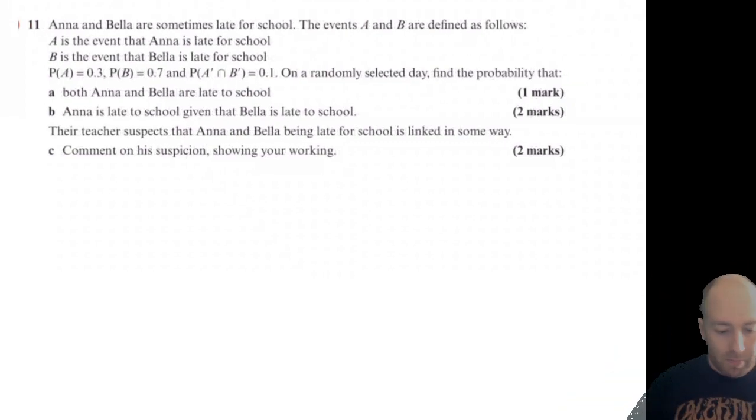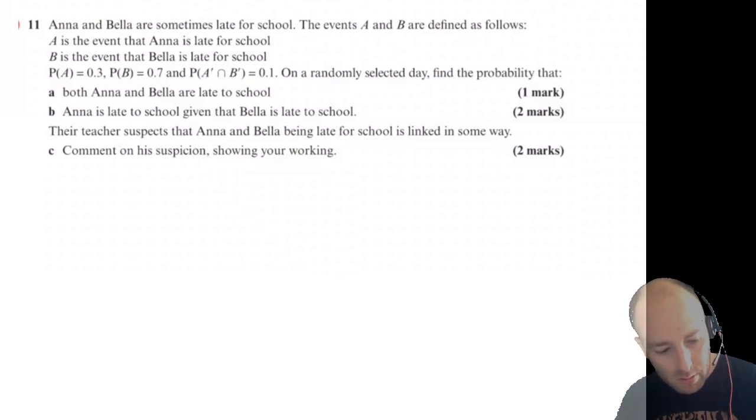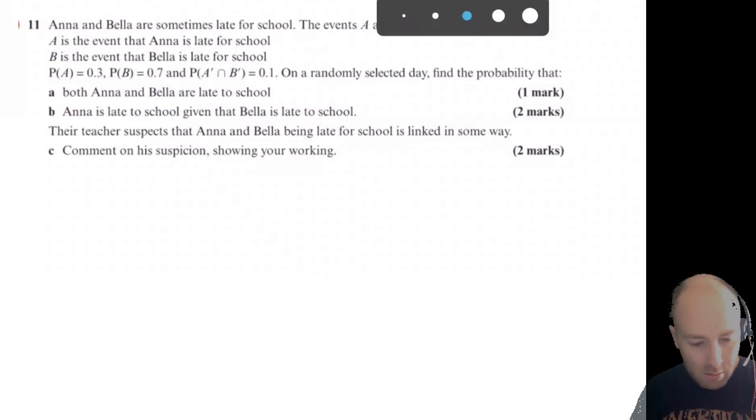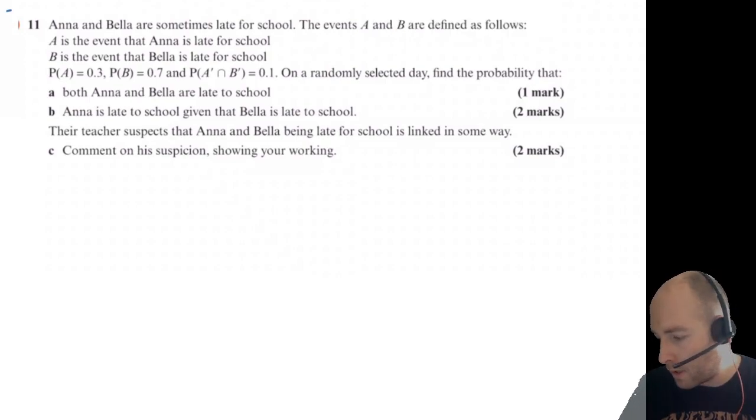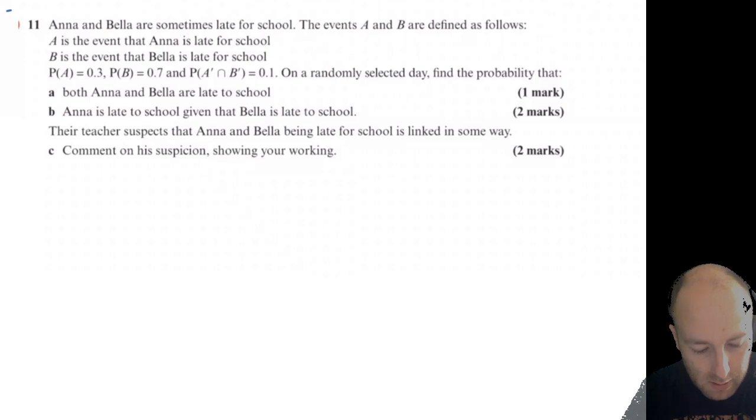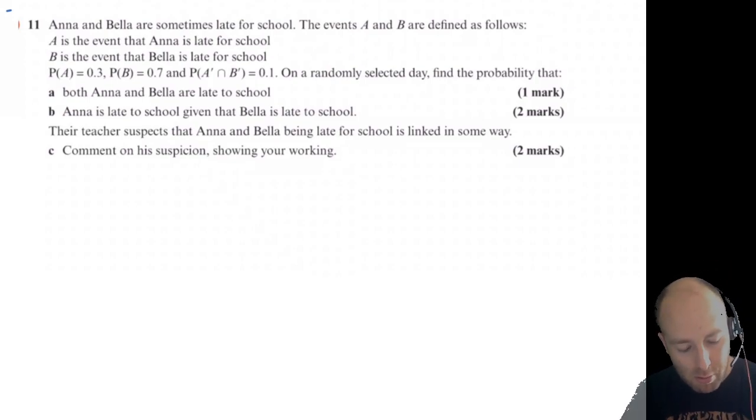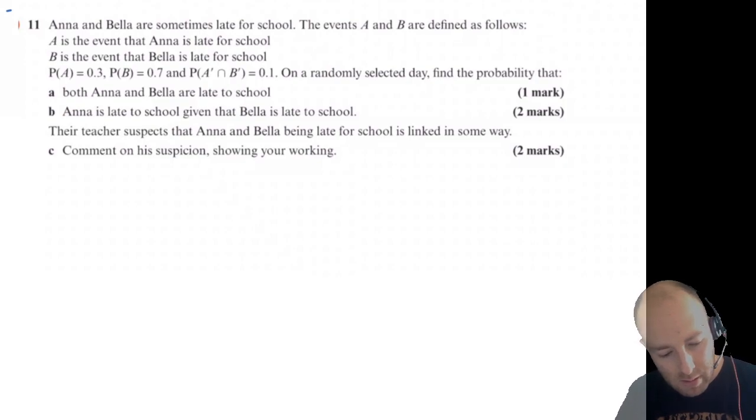Okay, cool. So yeah, I quite like this question. I think it's quite interesting. We've got two students late for school. The events A and B are defined like this. A is Anna is late and B is Bella is late. So we can probably do a Venn diagram for this.